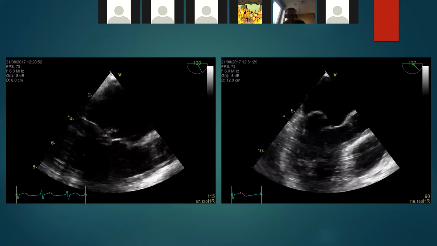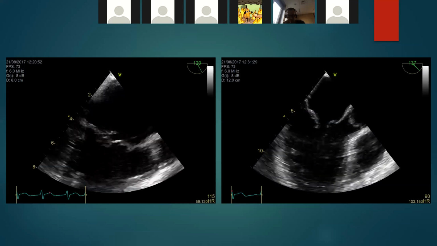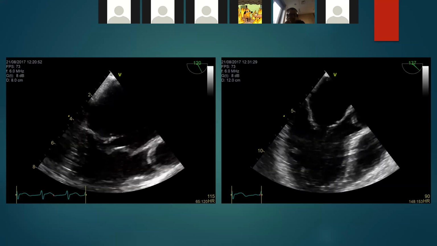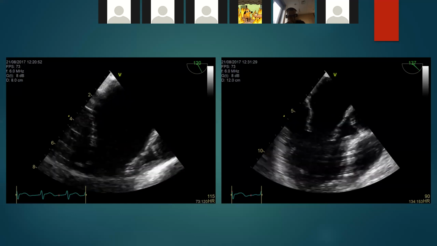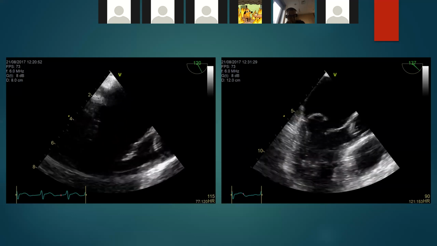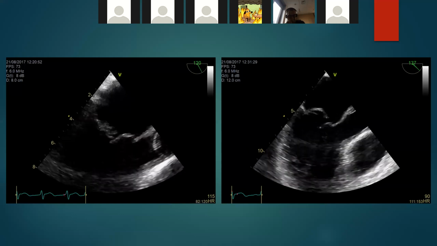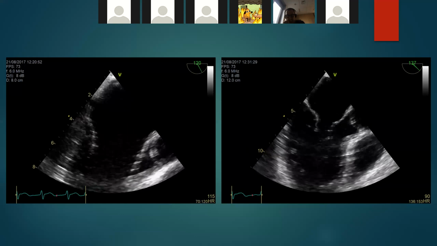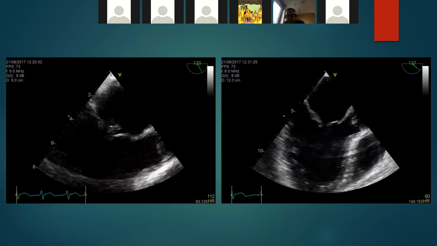Yeah, global index function is completely normal, no regional abnormality. Can I just ask a question? On the left-hand image, does that actually demonstrate that the leaflets are flail? Because it looks like sometimes the leaflet tip is actually pointing back into the atrium. Great comment. It's the difference between prolapse and flail we were just talking about. To remind ourselves, if it's pointing towards the apex, then it's a prolapse. If it's pointing towards the left atrium, then it's a flail, right?